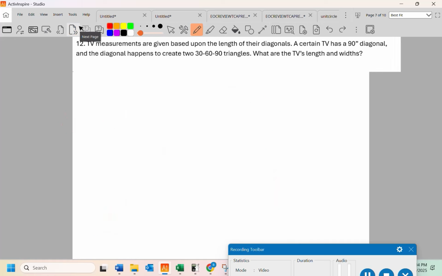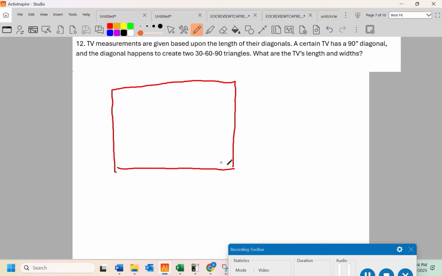TV measurements are given based upon the length of their diagonal. A certain TV has a 90-inch diagonal, and the diagonal happens to create two 30, 60, 90s. This would not be the true aperture of a TV, but the diagonal measures 90 inches, and it happens to create two 30, 60, 90s, and you should be able to figure out that this is 30 and that's 60. It's a rectangle, so it's got 4 right angles, and 30 and 60 make 90. I want to know the lengths and the widths.